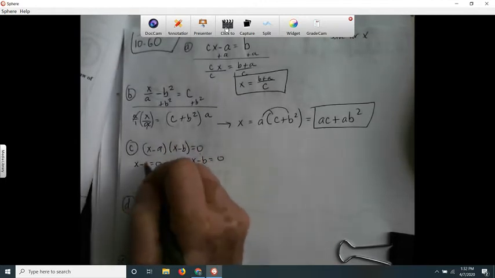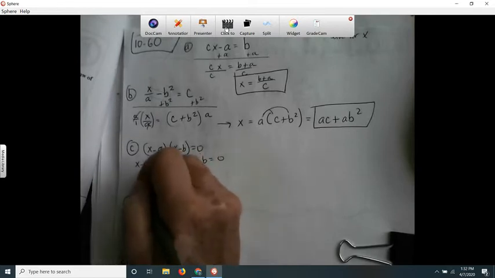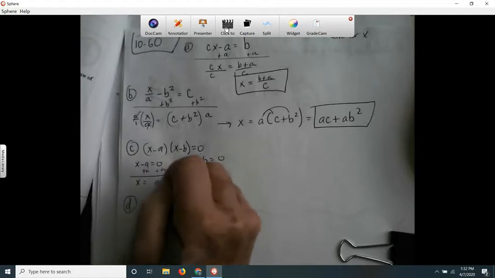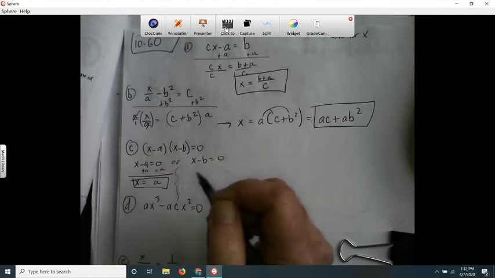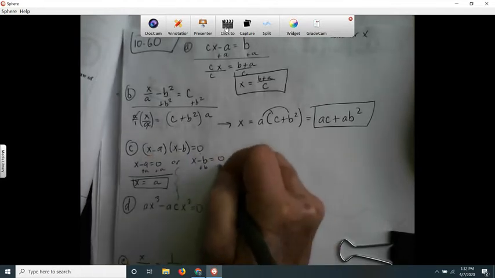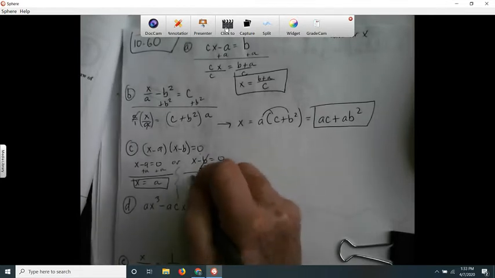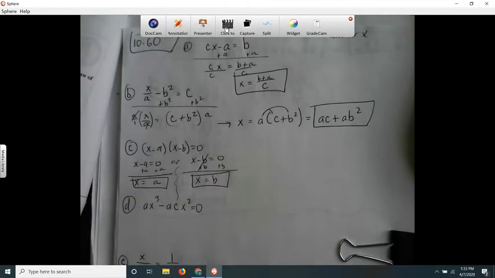On the left-hand side, I add a to both sides, so x equals a. On the other, I'm going to add b to both sides. So x equals b. So it has two answers.